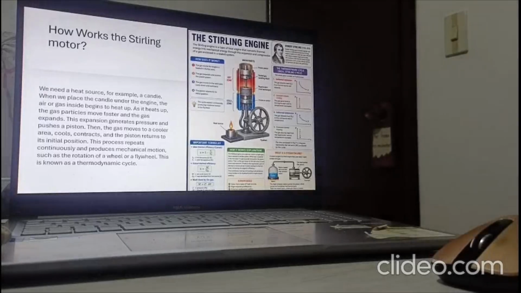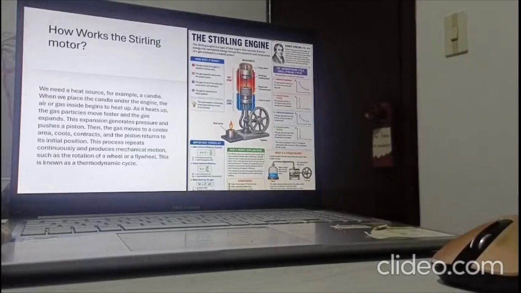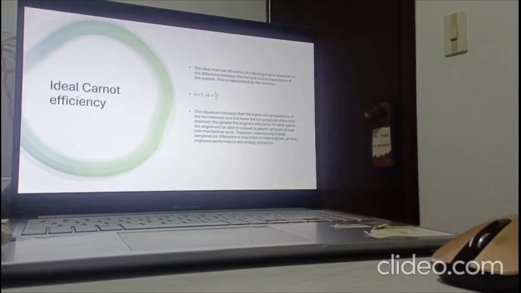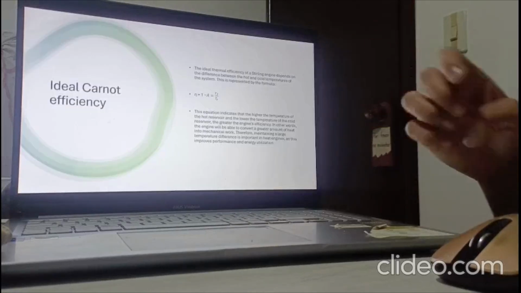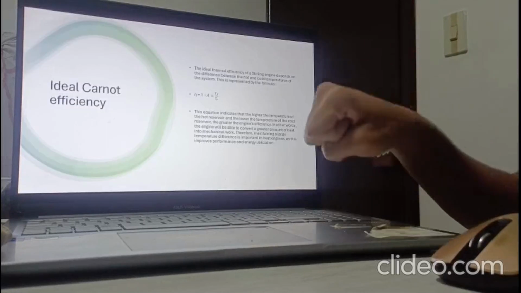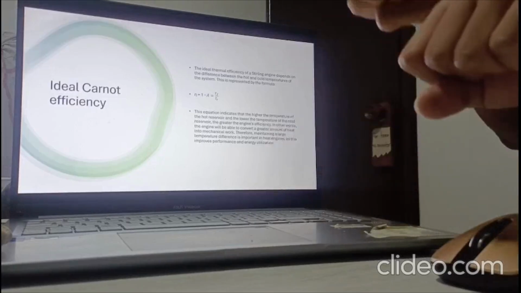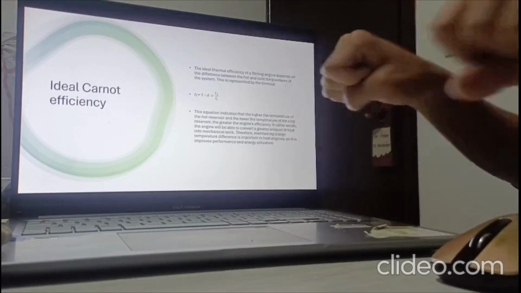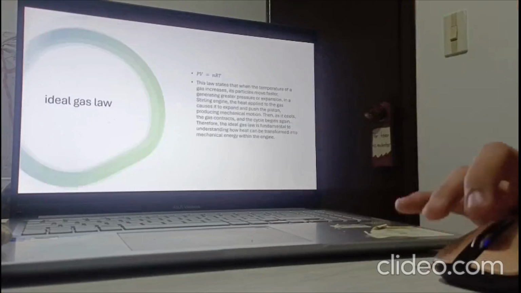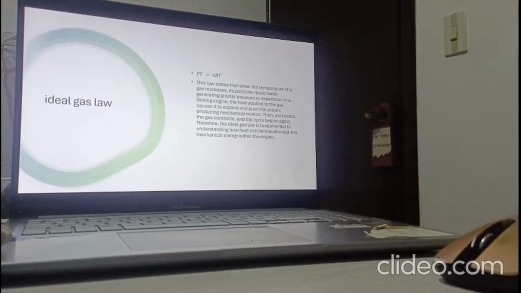Well, how does the motor work? The motor has a heat source that, in the case of the project, is a candle, and it's connected. This is basically the Carnot efficiency and how it works in the syringe. The syringe will turn into the hot one and the cold one, and in that way. And the ideal gas law talks about the relationship between pressure and volume.